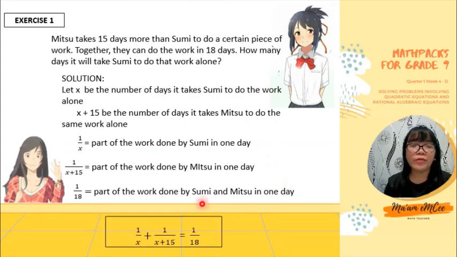So we have here, again, the part of the work done by Sumi in 1 day plus the part of the work done by Mitsu in 1 day will be equal to the part of the work done by Sumi and Mitsu in 1 day. So our working equation will be 1 over x, we got it from here, plus 1 over x plus 15, and we got it from here, and that would be equal to 1 over 18, which is the part of the work done by Sumi and Mitsu in 1 day.